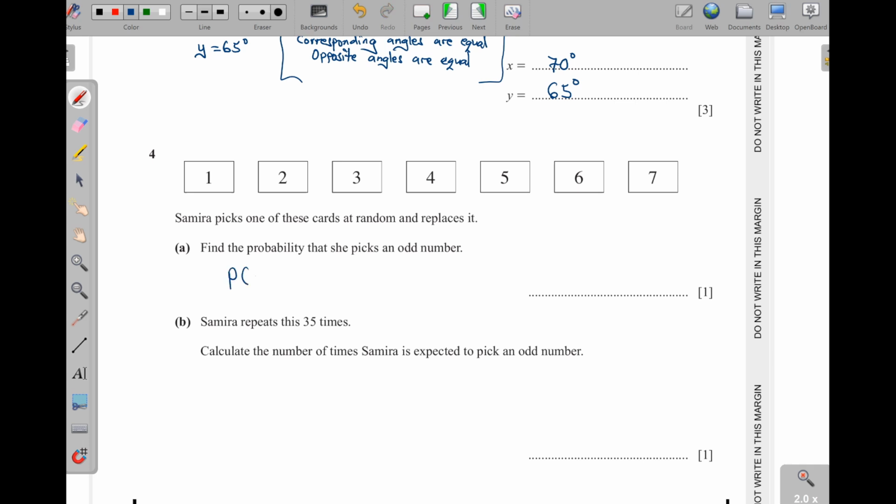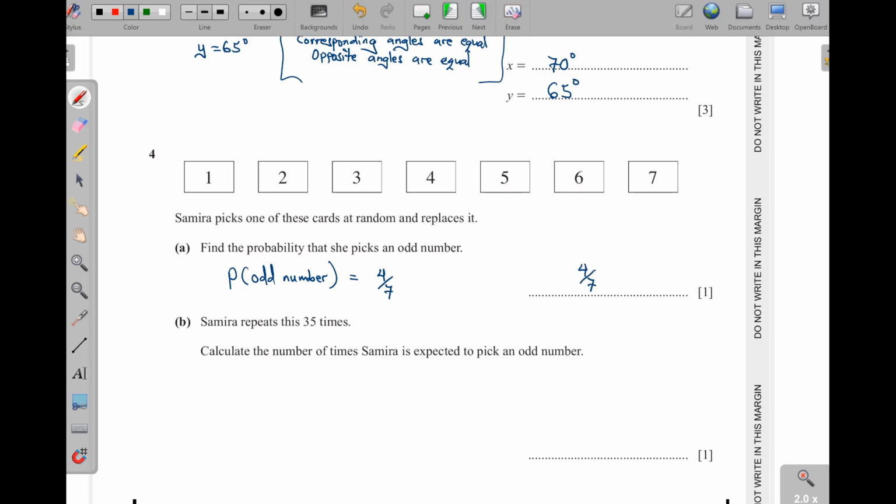So probability of picking an odd number, we know that an odd number is the number you divide by 2 and then you get a remainder of 1. So we have a 1, we have a 3, we have a 5, and we have a 7. Those are 4 out of the 7 cards we have. So this will be 4 out of 7, as simple as that.